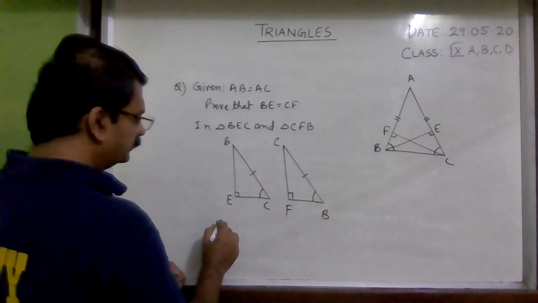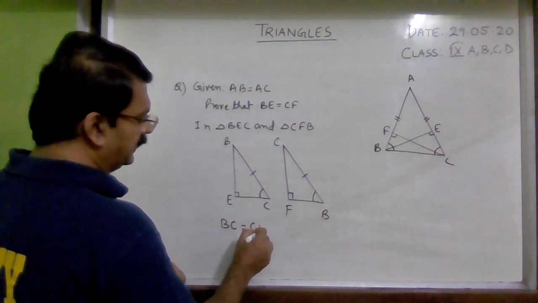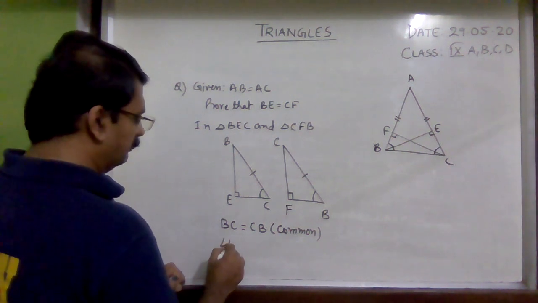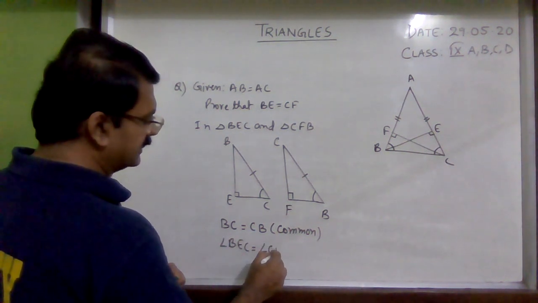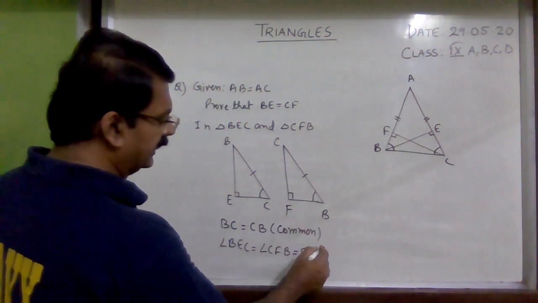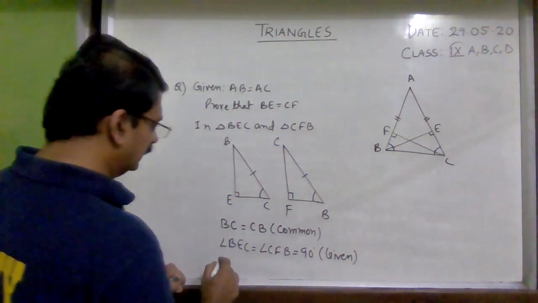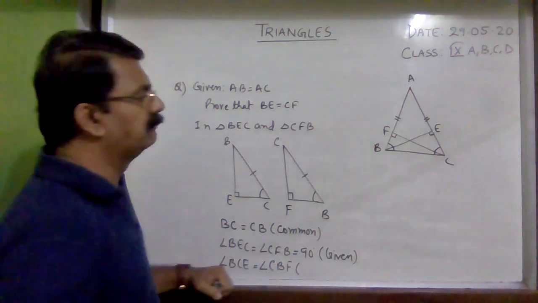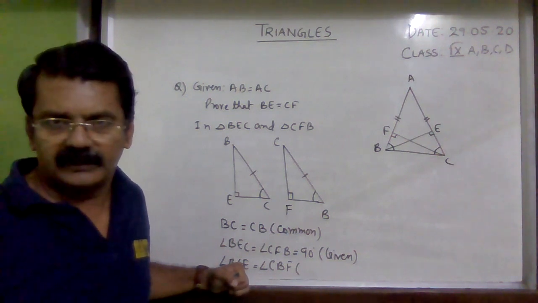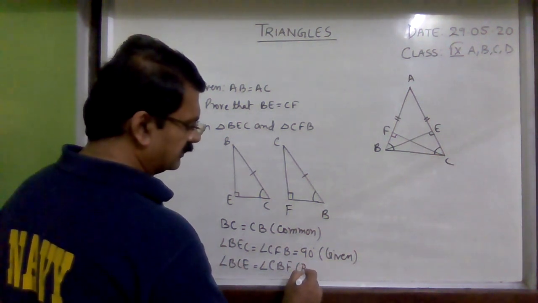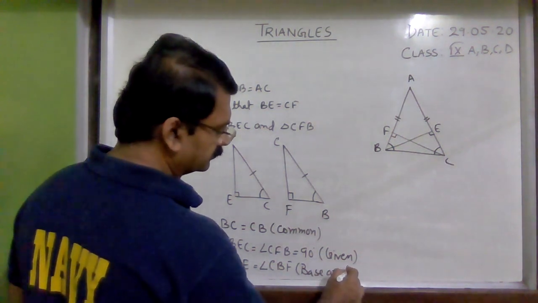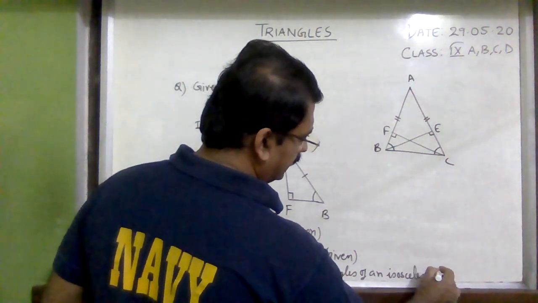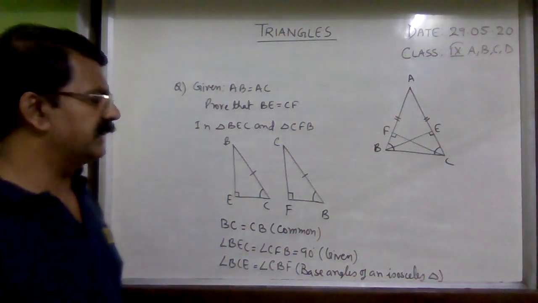Clear? So BC is equal to CB, reason: they are common. Then angle BEC is equal to angle CFB, equal to 90 degrees. It is given. Then angle BCE is equal to angle CBF. Reason: base angles of an isosceles triangle. That is actually theorem 1 that we have already proved. The base angles of an isosceles triangle are equal.